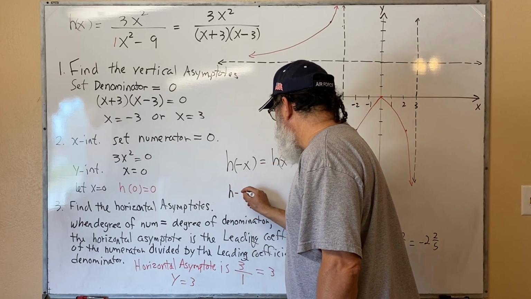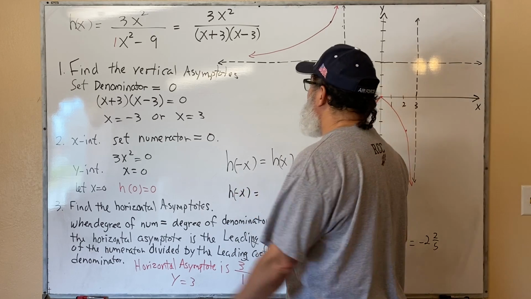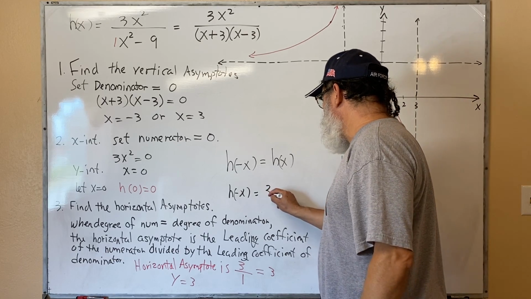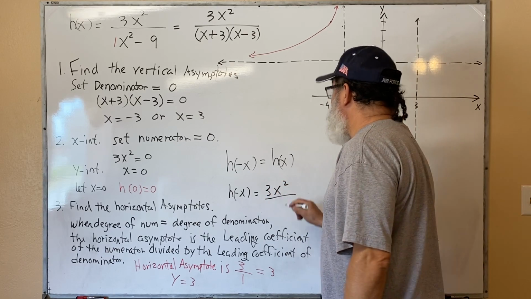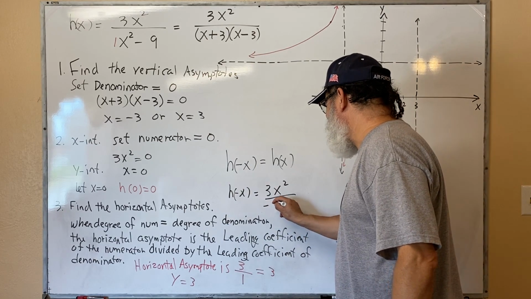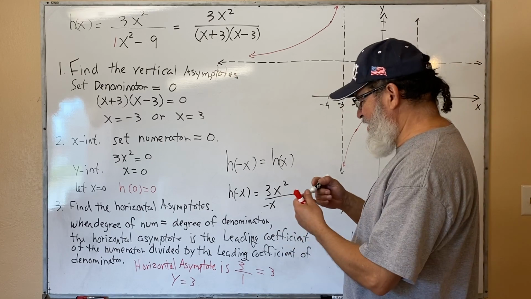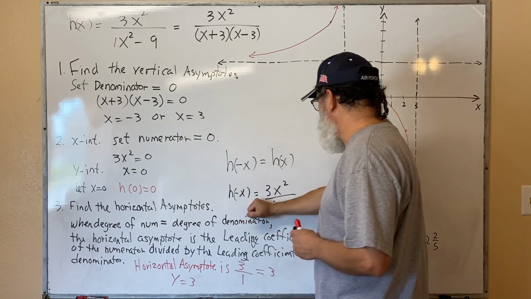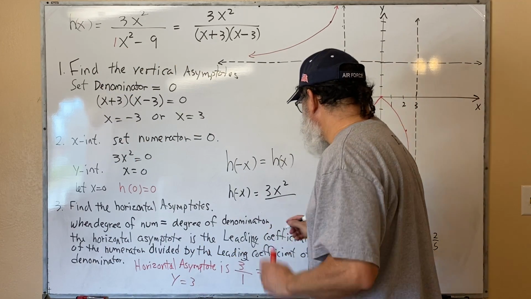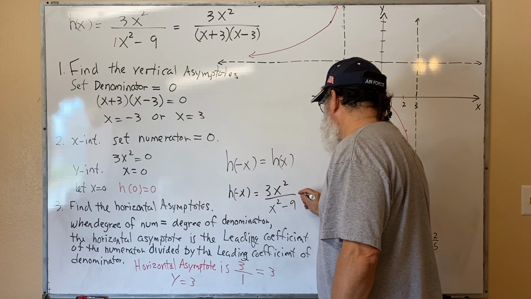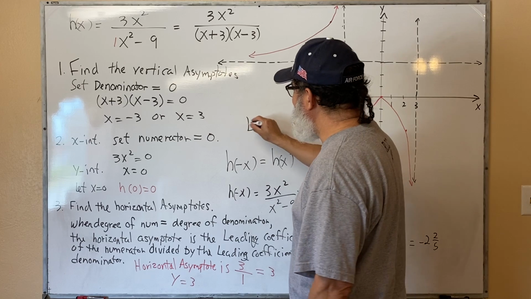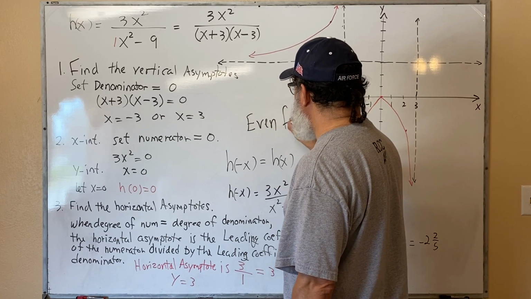H of -x, plug it in. What's negative x squared? Isn't that the same thing? It's 3 times x squared divided by, plug in negative x there. Actually, just plug it in there. It's better. What's negative x and you square that? Isn't that the same thing as x squared minus 9, which is h of x. So this is an even function.